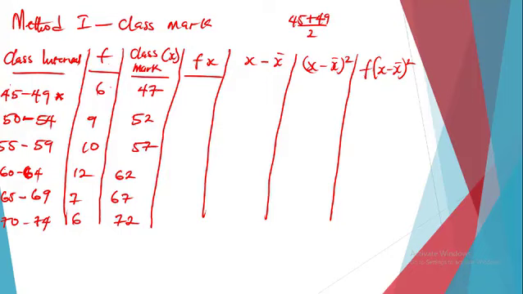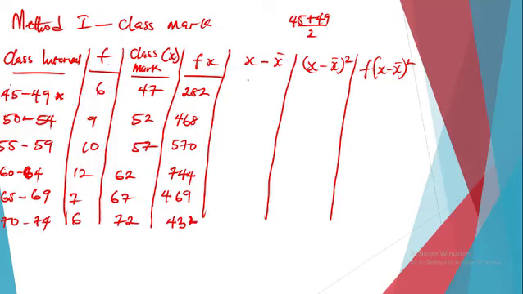So let's go over to fx. Fx means frequency times our class mark. So 6 times 47 gives us 282. 9 times 52 gives us 468. 10 times 57 is 570. 12 times 62 gives us 744. 7 times 67 gives us 469. And the last one, 6 times 72, is 432.